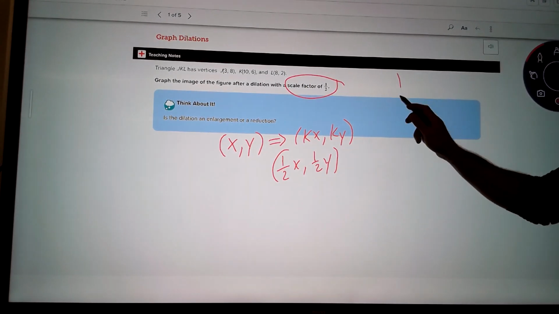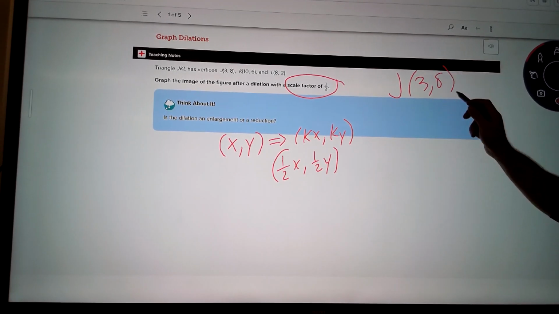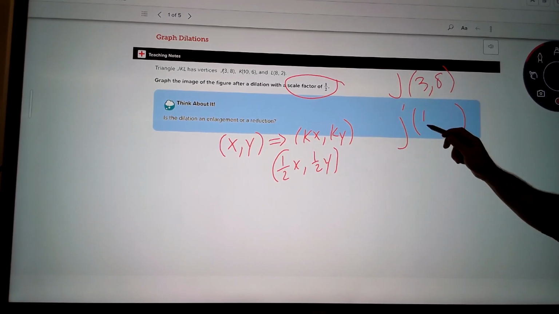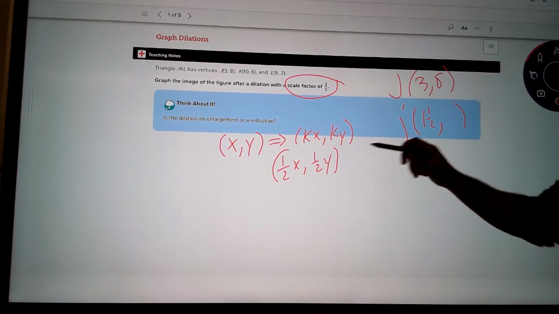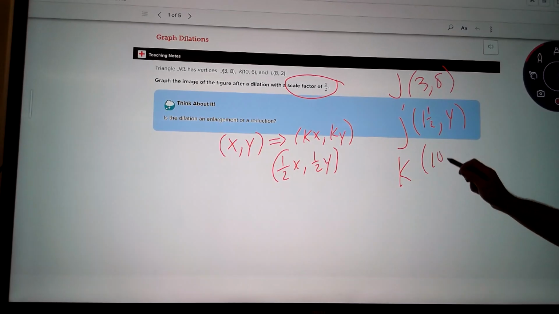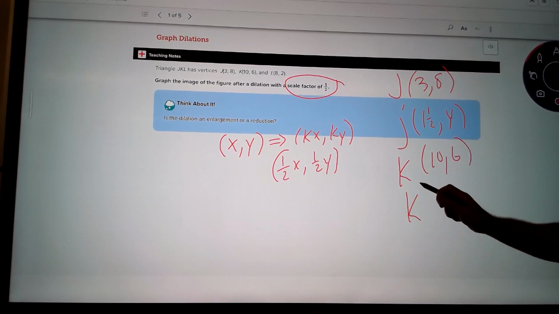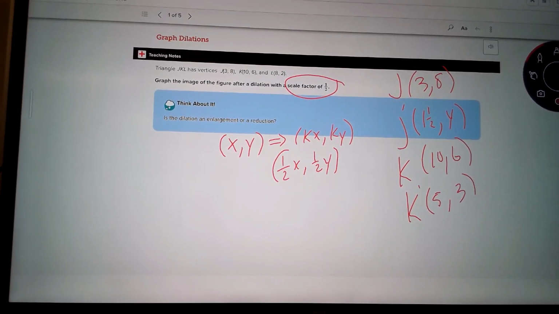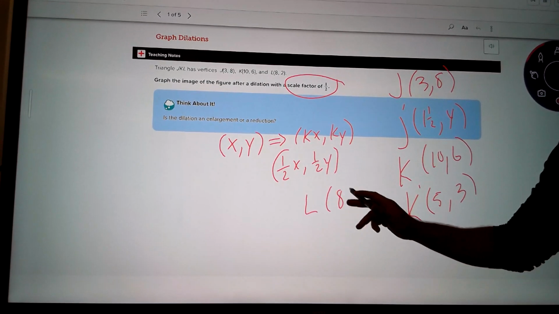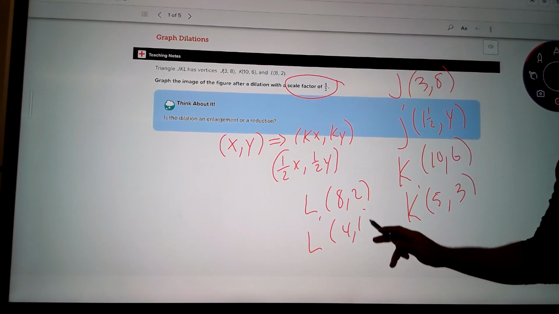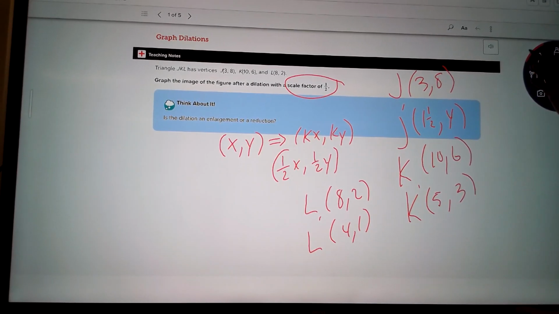So if we look, J is at 3, 8. J prime would then become half of 3, 1.5, and half of 8, 4. My K original was 10, 6, so my K prime would become half of that number 5, half of that number 3. And my L original was 8, 2, so my L prime would become 4, 1. Pretty simple. You plot that, everything got reduced, half the size.